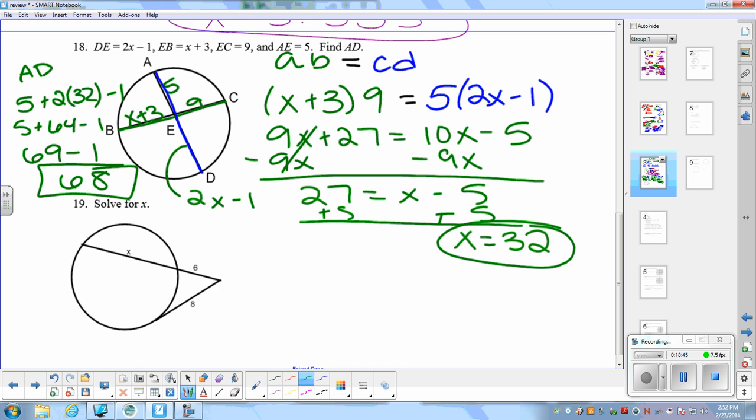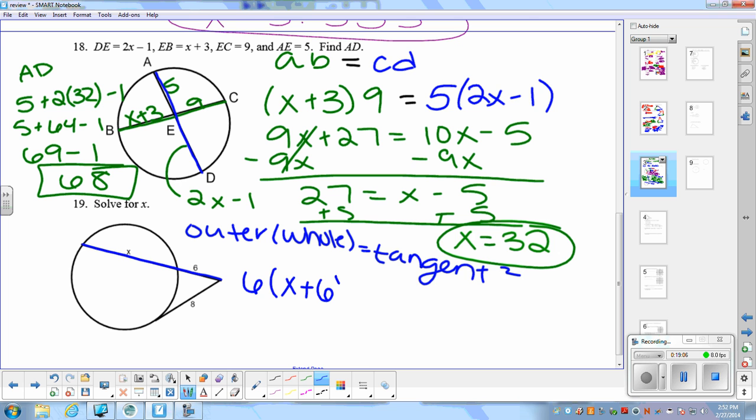All right, 19, I have a tangent and a secant. Look at my secant first. Here's my secant. This is outer times the whole equals our tangent squared. So for our secant, our outer is 6. Our whole thing is x plus 6. And this equals our tangent squared, so equals 8 squared.